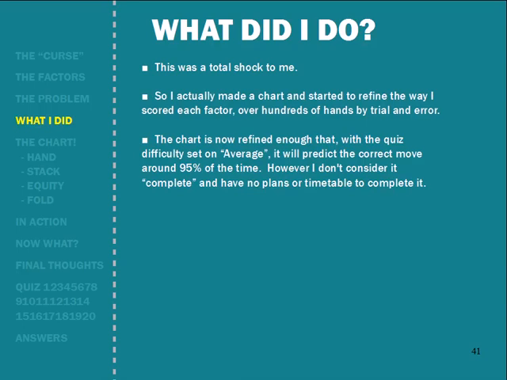So I made this chart, and the chart is now refined enough such that with the quiz difficulty, because you can set different difficulties, with the quiz difficulty set on average, it will predict the correct move around 95% of the time. Now I want to say though, I don't consider this chart complete, and it's not the definitive chart for all time, and I'm not putting it out there and standing behind it 100%. It's pretty neat, but there are some revisions that could be made and some additions, and I'm totally aware of that.